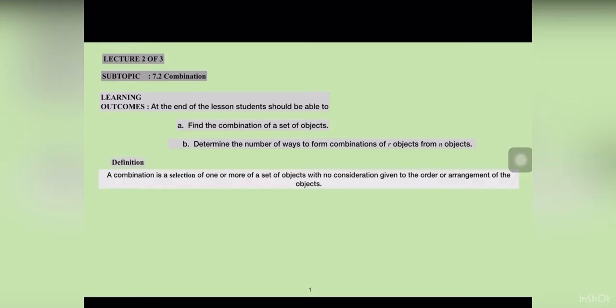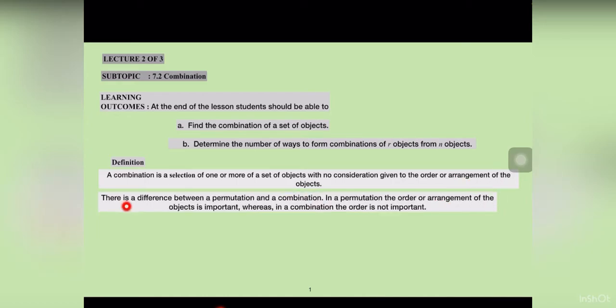Definition. A combination is a selection of one or more of a set of objects with no consideration given to the order or arrangement of the objects. There is a difference between a permutation and a combination. In a permutation, the order or arrangement of the objects is important, whereas in a combination, the order is not important.